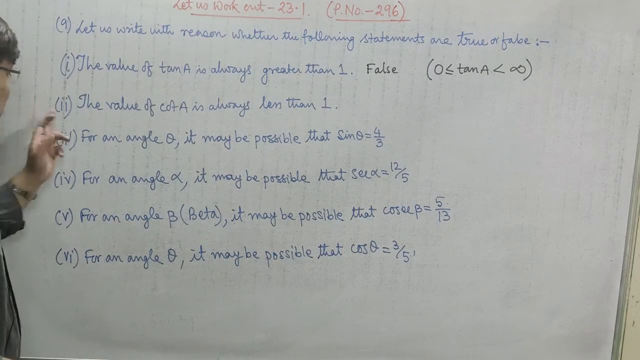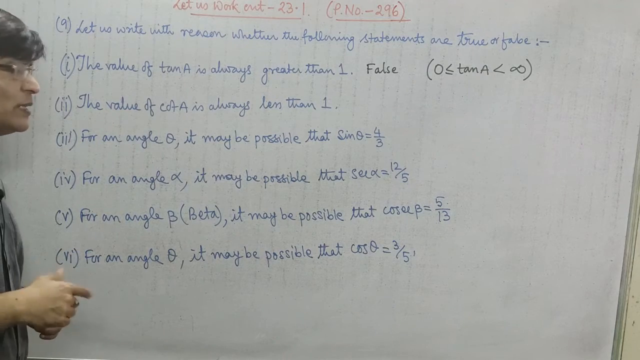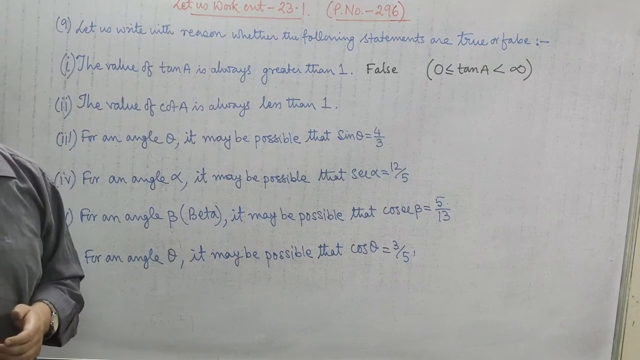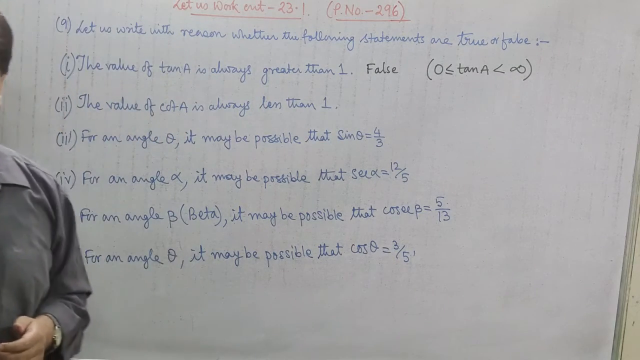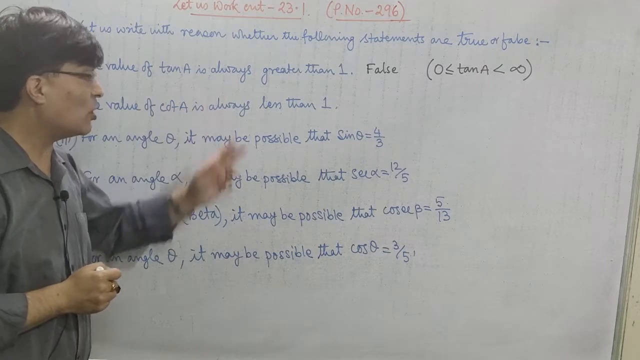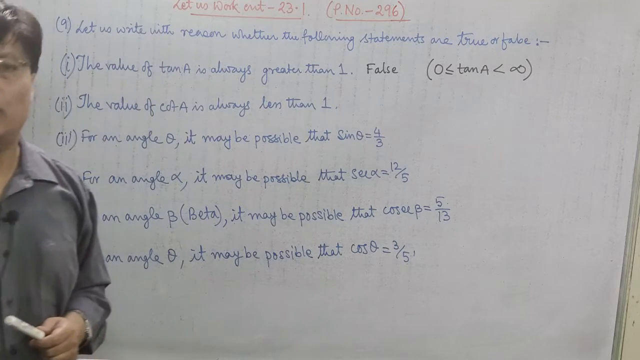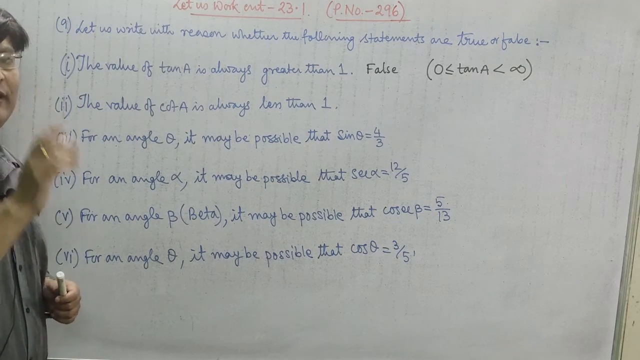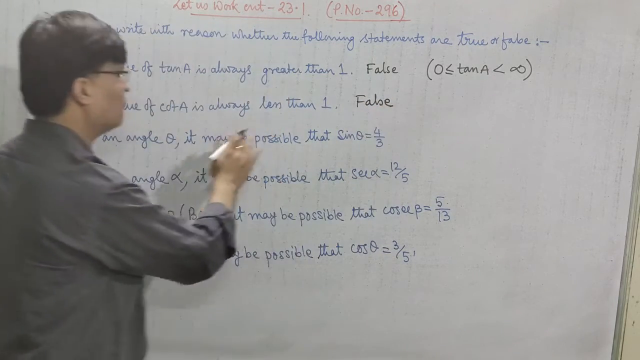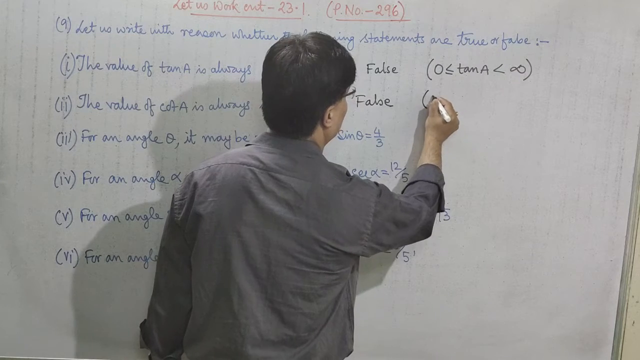Is that clear? So next, let's do number 2. I hope you have understood number 1. Number 2, the value of cot A is always less than 1. Here also I told you that cot A is always positive and it is always greater than or equal to 0. It may have any positive values like tan A. It is not always less than 1, but it may be greater than or equal to 1 also, because the value of cot A may have any positive real values. So this statement is also false.